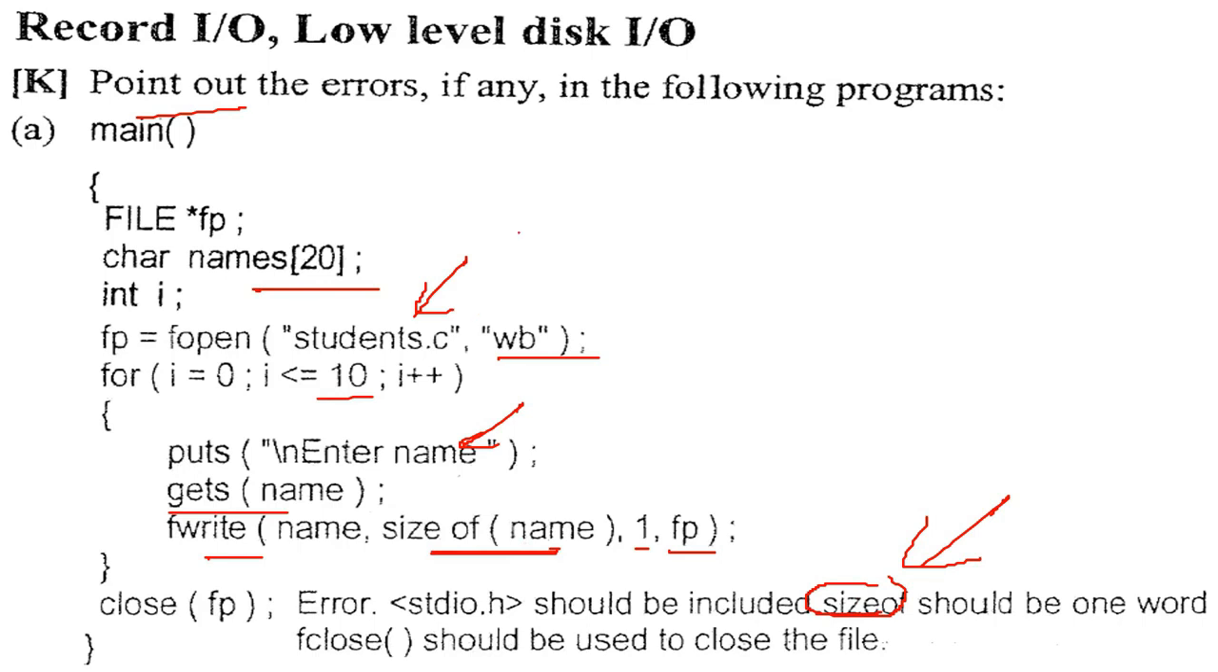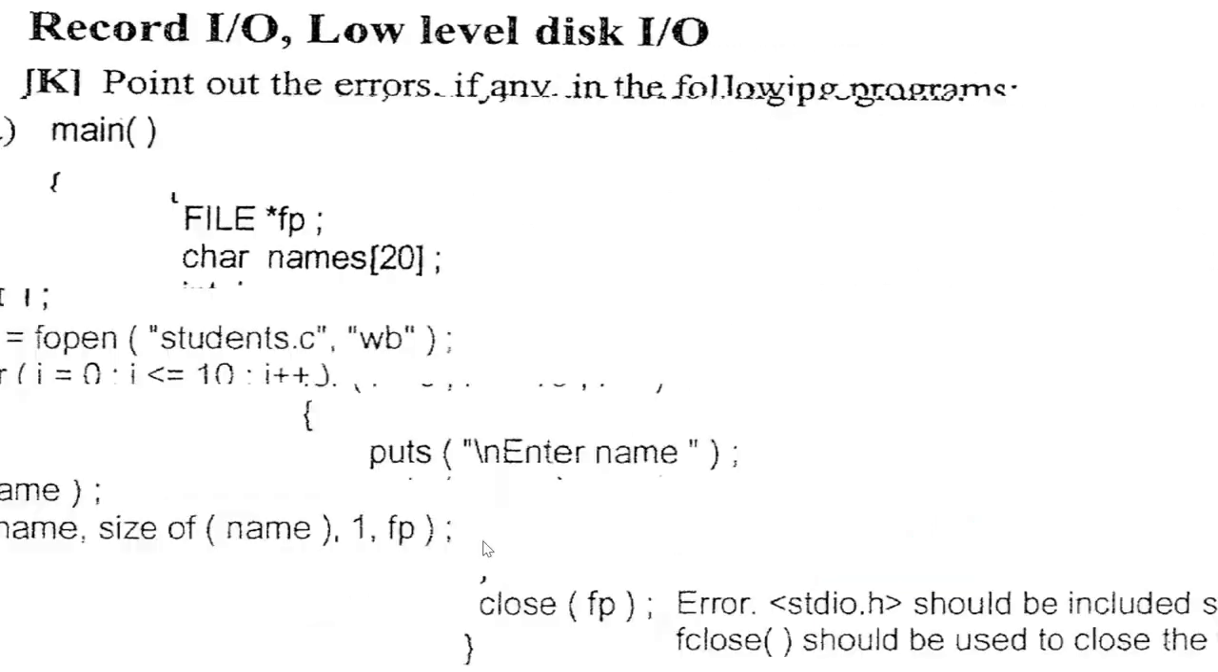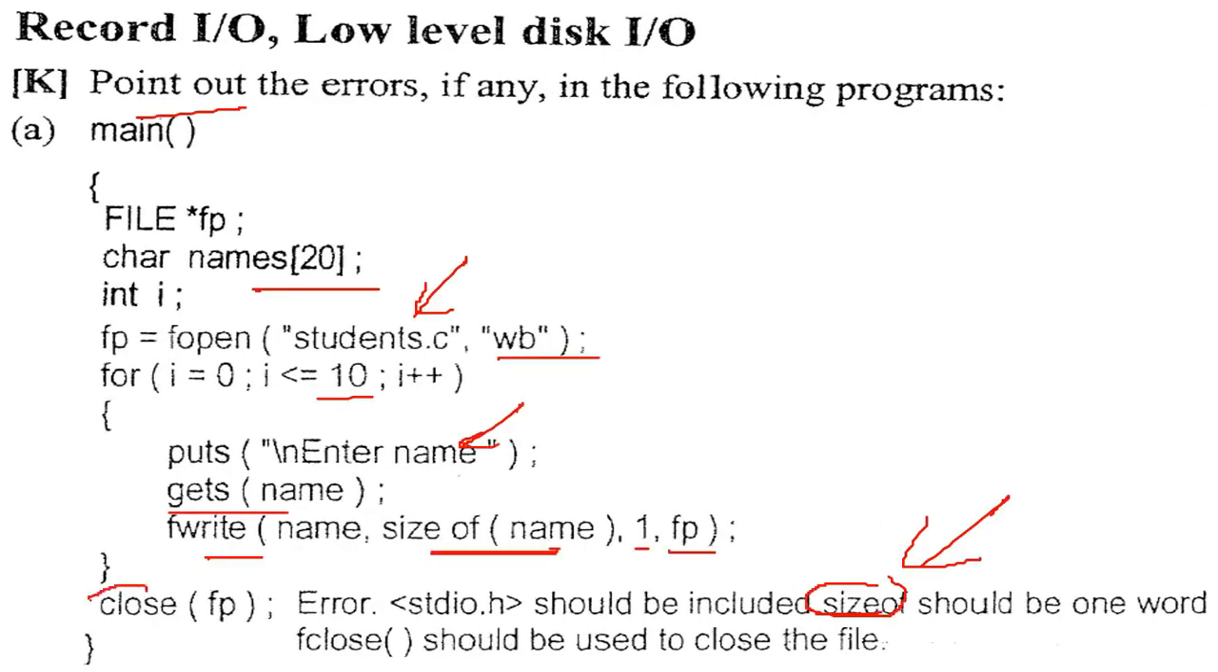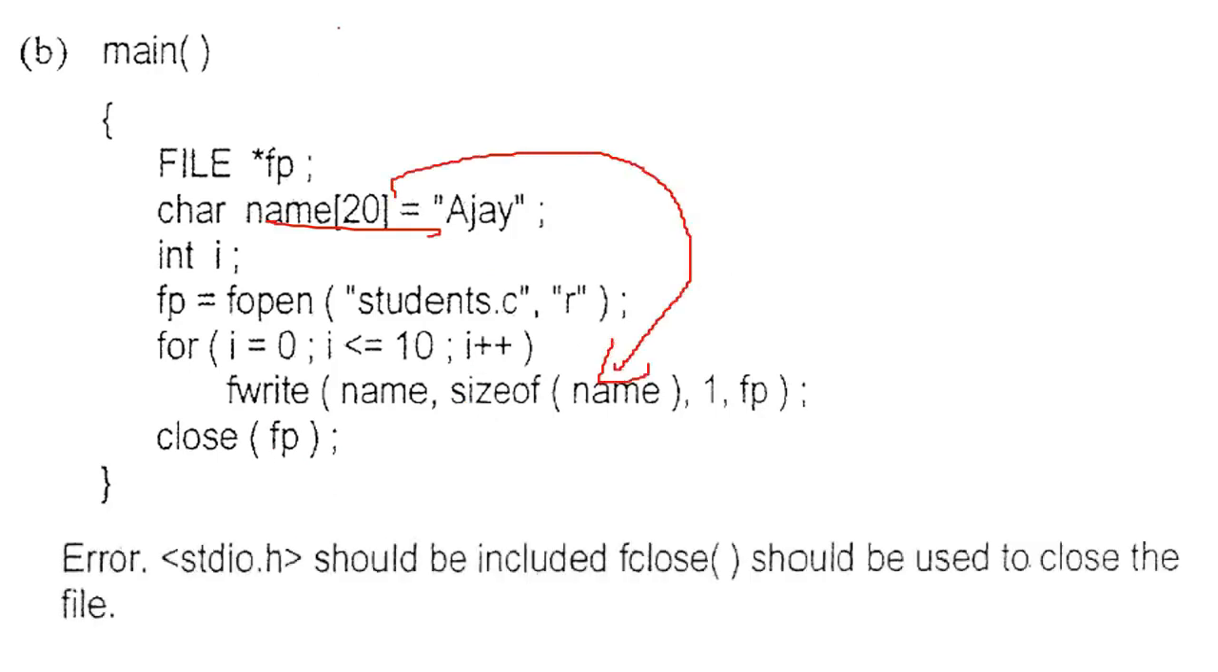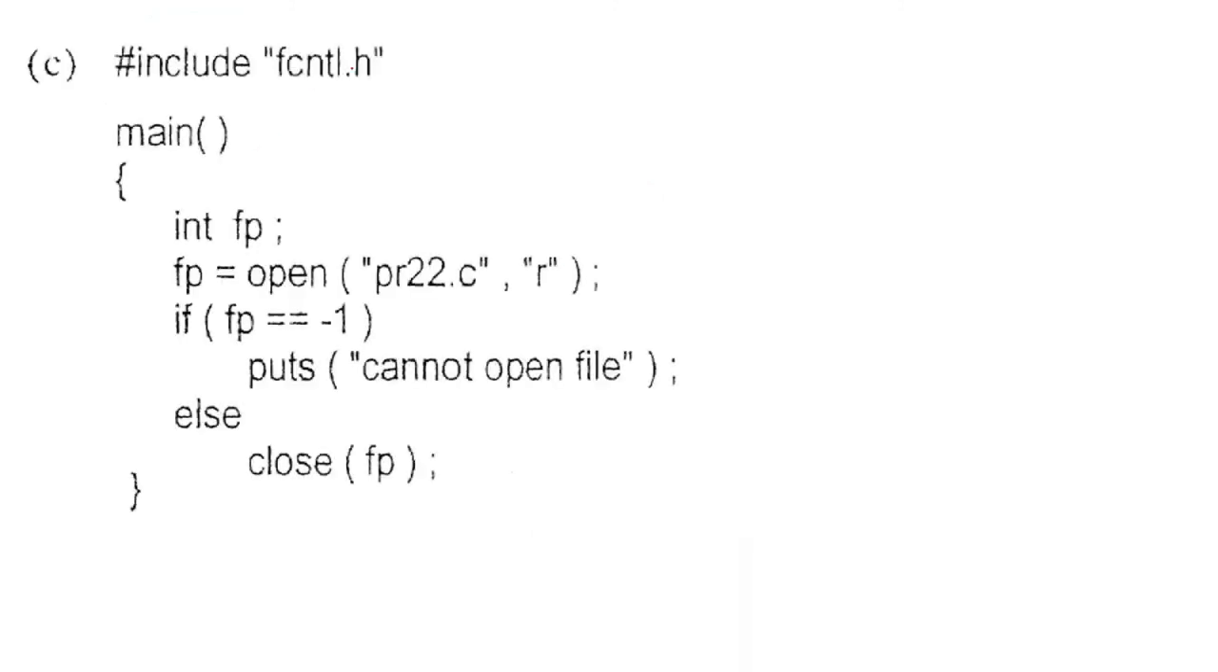And one more thing is there. We can't use this close because we have opened with fopen. So this has to be fclose. This is a file, and what is the error here? See, everything is okay. This is an array, and this has to be one word. So the problem here is, first of all, stdio.h has to be there, and the fclose should be used to close the file. fcntl, here open and close are being used.